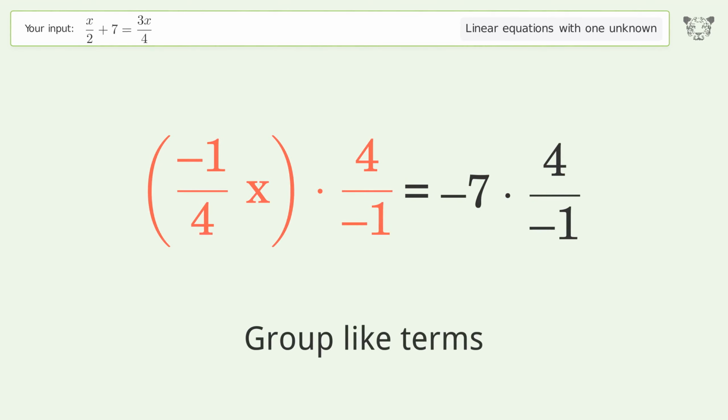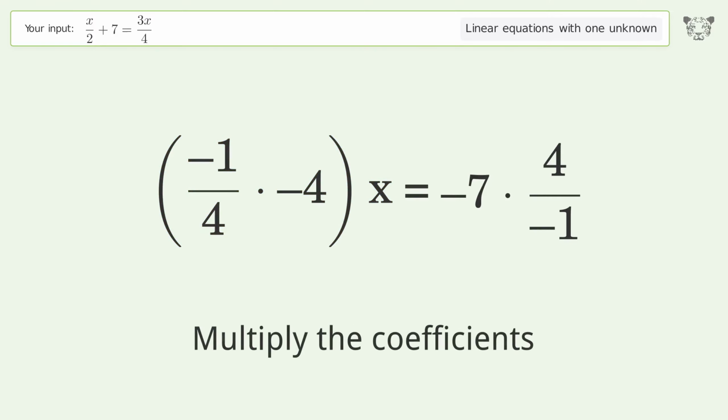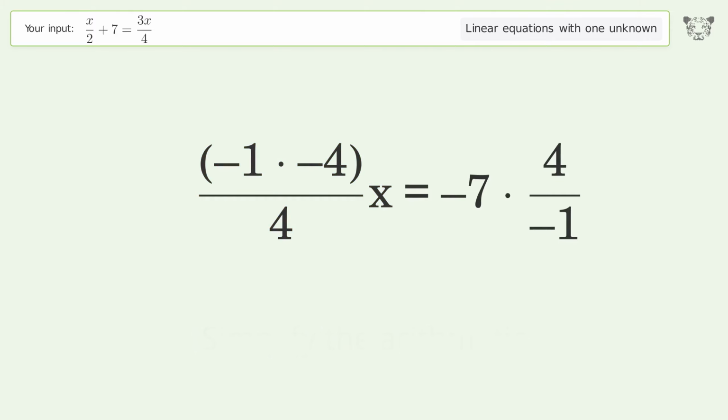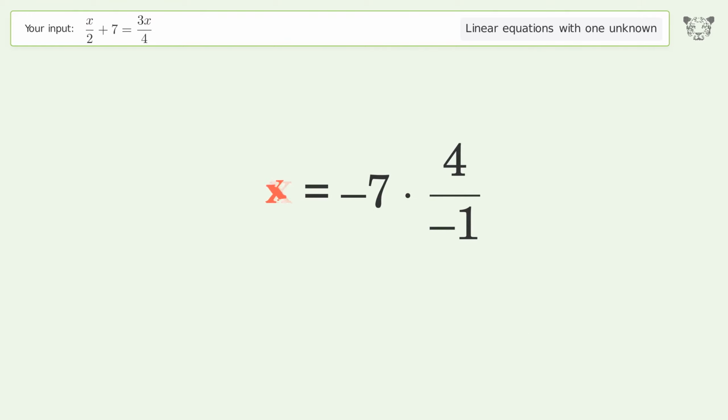Group like terms. Multiply the coefficients. Simplify the arithmetic. And so the final result is x equals 28.